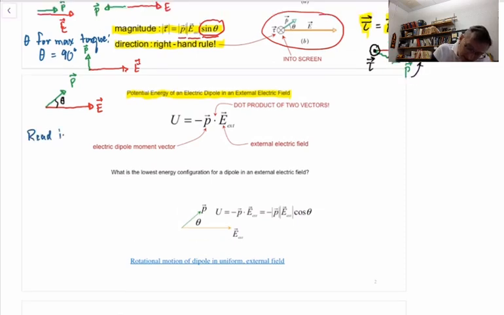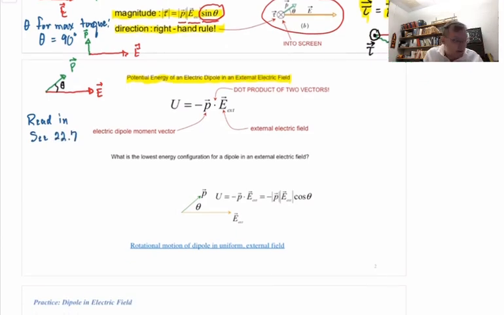in section 22.7. Okay? I'm just going to tell you what the formula is for the potential energy of a dipole in an external field. And it's this formula right here. Remember the symbol for potential energy, U? It's negative. And now it's still going to include the dipole moment vector P and the electric field vector E, but it's not a cross product now.